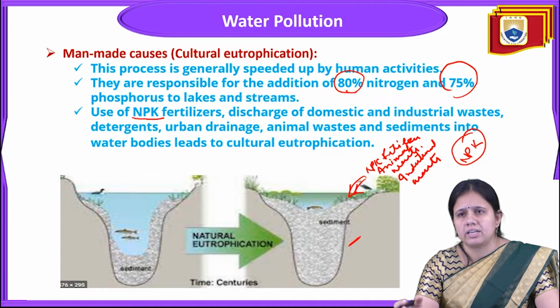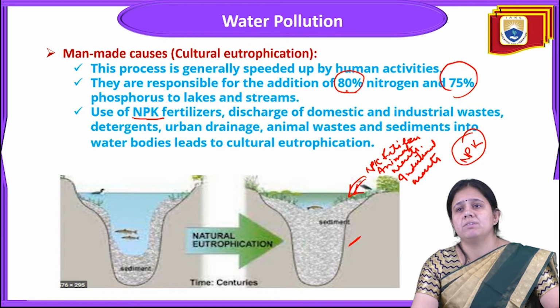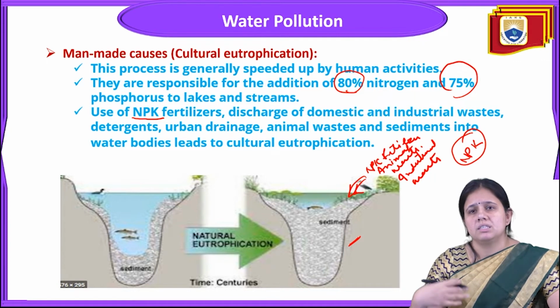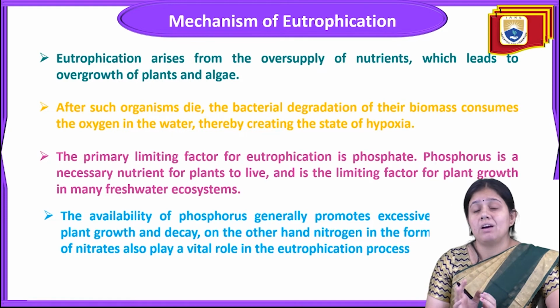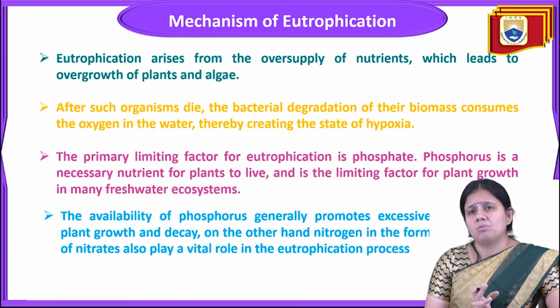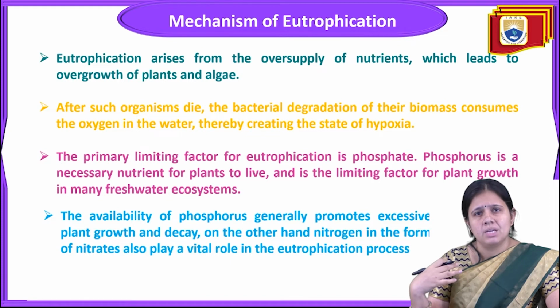Its reason is sometimes natural and sometimes artificial or human-made, because the use of lots of fertilizer in agriculture leads to soil runoff entering the water sediment, that is NPK fertilizer. Then discharge of domestic and industrial waste into the water system, detergents, urban drainage, animal waste, and sediments into the water bodies will lead to this cultural eutrophication. Now we are going to understand the mechanism behind the process of eutrophication.